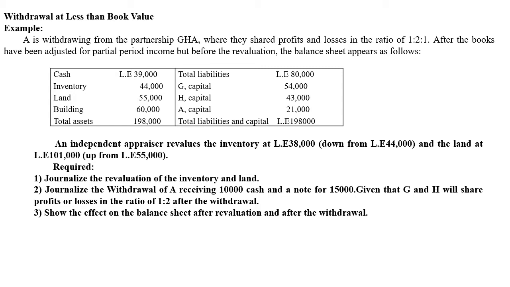You notice that the land was 55,000 and after revaluation we had the land at 101,000 up from 55,000, so we are having a profit in the land. The inventory used to be 44,000. Now it's evaluated as 38,000, so we are having a loss in the inventory. And you notice it's the same.